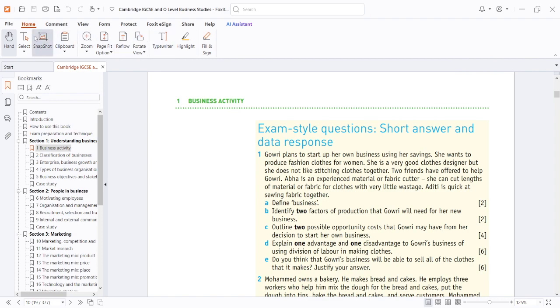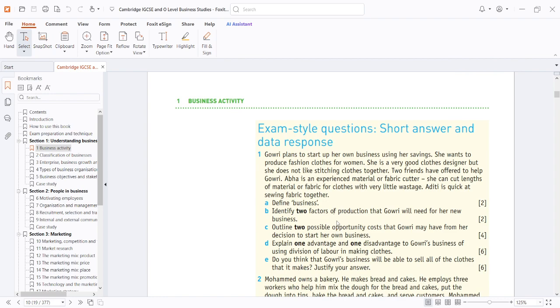So, usually in an exam, I would suggest you highlight the details of the case study. For example, plans to start at home using savings. That's the finance. She wants to produce fashion clothes for women. That's the purpose of the business. And this is just the detail about the need for other people who are experienced in material or fabric cutting. And another one is quick at sewing fabric together. So yeah, that's pretty important for the questions you're going to answer.